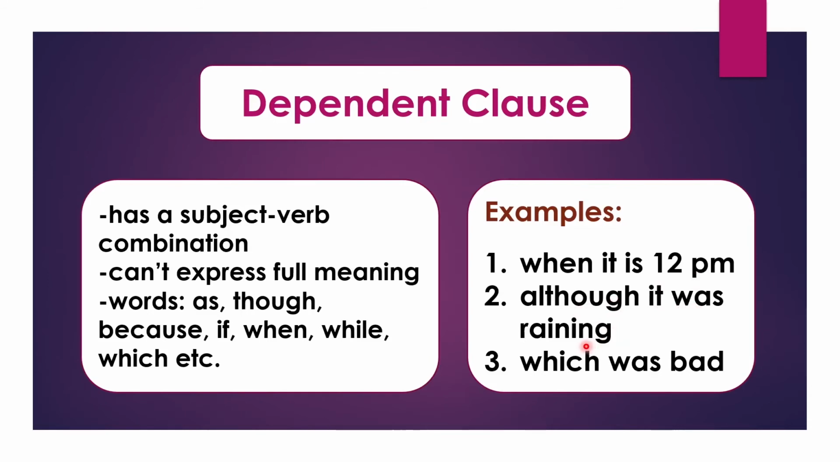Although it was raining, again it is giving incomplete meaning. Though we are getting a verb here, was and raining. Raining is the main verb here. So this is a dependent clause because it depends on the independent clause. Which was bad? It is again incomplete because we don't get any complete sense from here. And there is no subject-verb combination. And it depends on the independent clause. That's why it is a dependent clause.